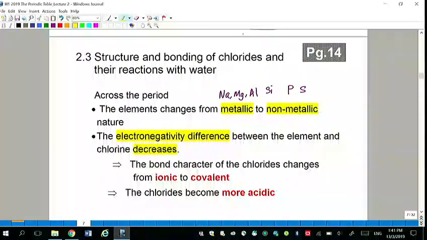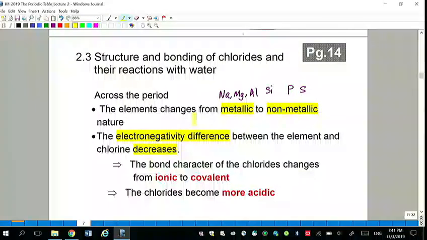Now, if you look at the periodic table, across the period, you will see that the elements change from metallic to non-metallic nature. Metallic meaning sodium, magnesium, aluminium. Silicon is a metalloid, and phosphorus and sulfur are non-metals.